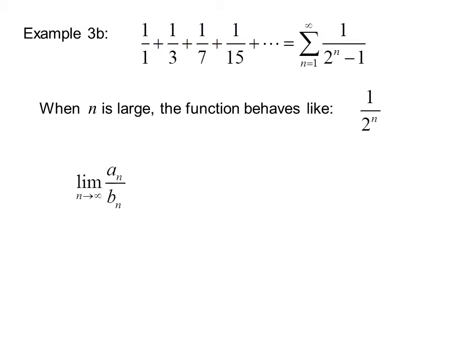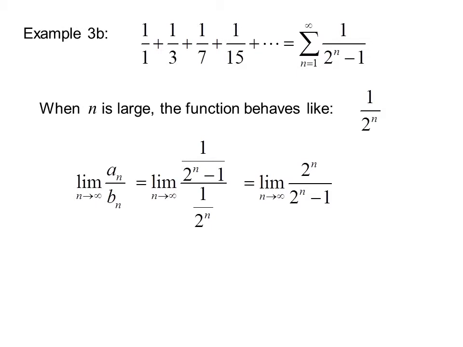If we take the limit as n goes to infinity of a sub n over b sub n, which equals the limit as n goes to infinity of 1 over 2 to the n minus 1, which was our original function, over 1 over 2 to the n, which we want to compare to, we get the limit as n goes to infinity of 2 to the n over 2 to the n minus 1, which is 1, because of course as n goes to infinity, this minus 1 becomes insignificant.